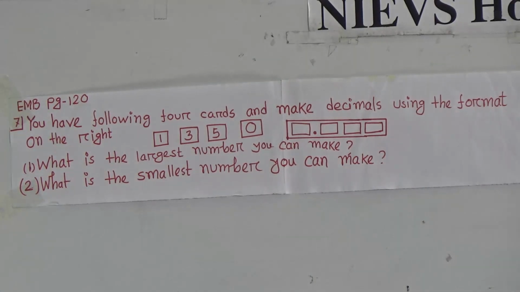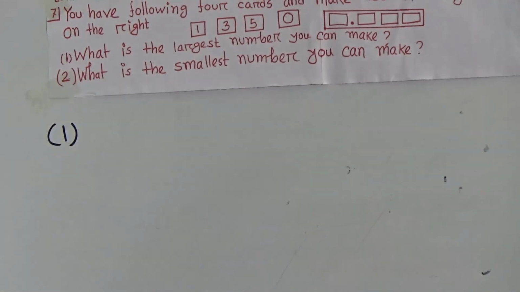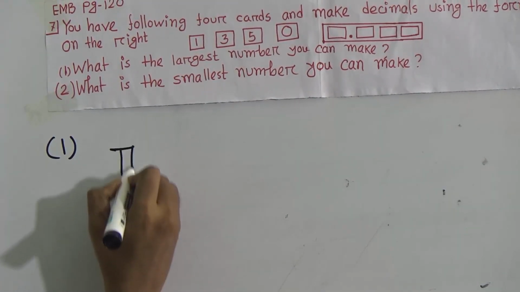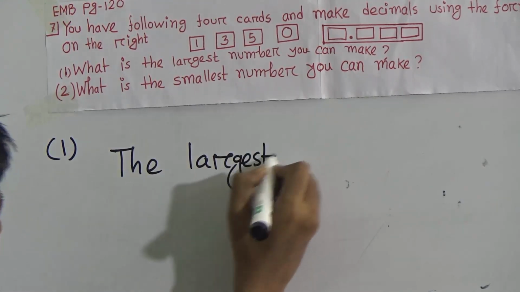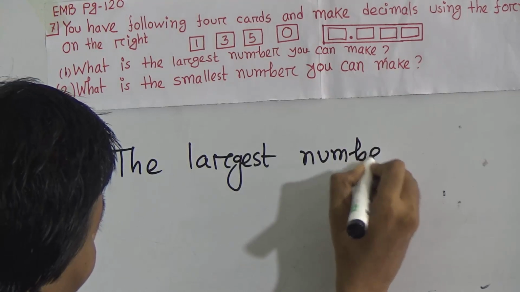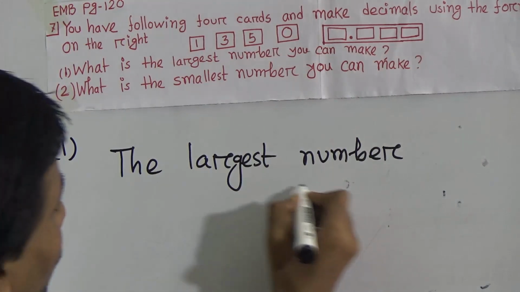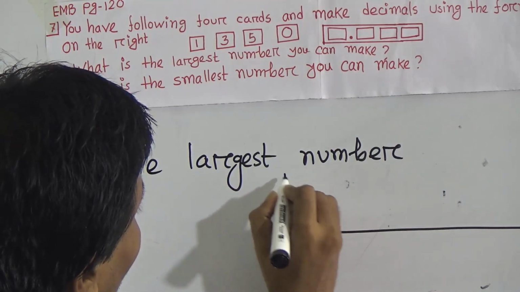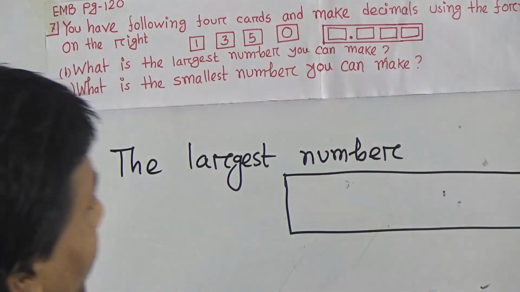Okay, let's solve number 1. You see this is the given number. Right here, the largest number. At first, for the largest number, you have to make a format. You see what is the format? We draw the format at first, like this way.